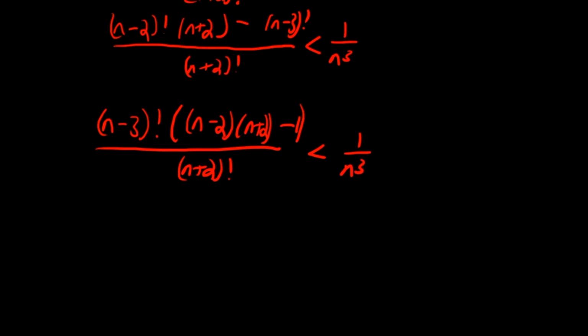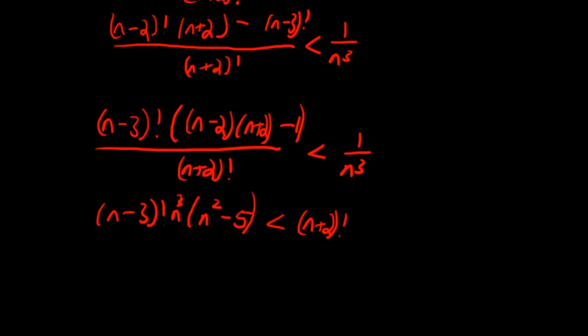If we now simplify what's in the brackets and then cross multiply, we will end up with (n minus 3) factorial times n cubed multiplied by (n squared minus 5), because (n minus 2) times (n plus 2) is just the difference of 2 squares. That'll give us n squared minus 4 minus 1, n squared minus 5, and that's going to be less than (n plus 2) factorial.